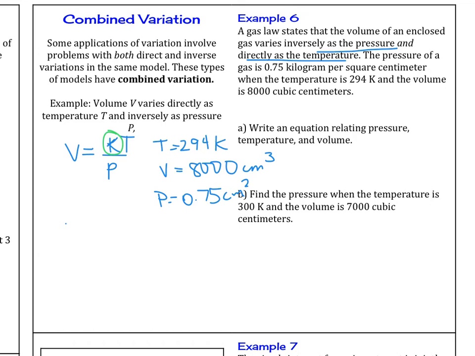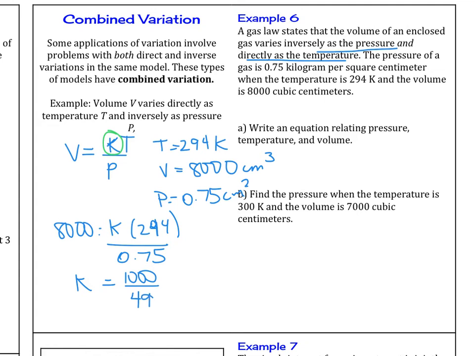So volume equals 8,000 equals K times 294 over 0.75. So when you multiply 0.75 to both sides and divide by 294, K is going to equal 1,000 over 49. Okay, you would reduce, of course. You would get like 6,000 and you have to divide. So now we write our equation. So volume equals 1,000 over 49 times T over P.